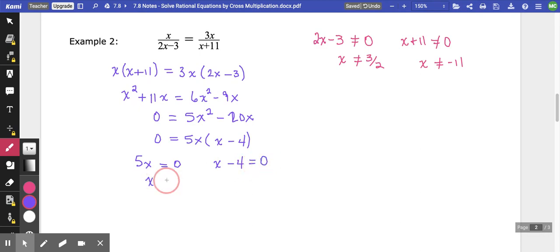For that first one to solve it, I'm dividing both sides by 5. 0 divided by 5 is just 0. And on the second one, I'm adding 4 to both sides, so x is equal to 4.